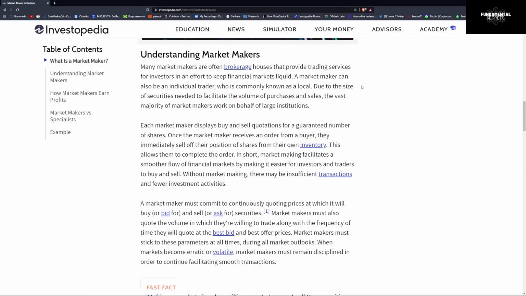Many market makers are often brokerage houses. A market maker can also be an individual trader, right? So a lot of people don't realize this. They're like, what do you mean a market maker can be an individual trader? Here, I will show you an example, all right?